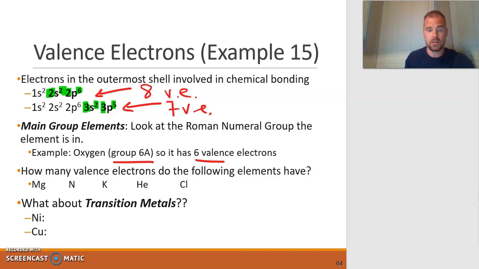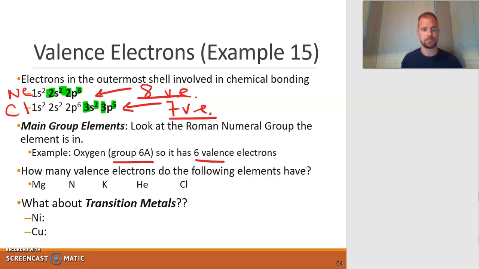As further evidence, the ones that we solved up here: what element is this first one? This first one is neon, right? And neon is in group 8A, which means 8 valence electrons. This second element right here is chlorine. And chlorine is in group 7A, which means it has 7 electrons. This will help us figure out how many valence electrons a main group element has.